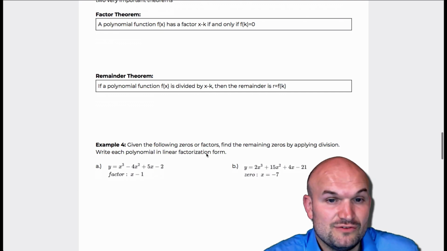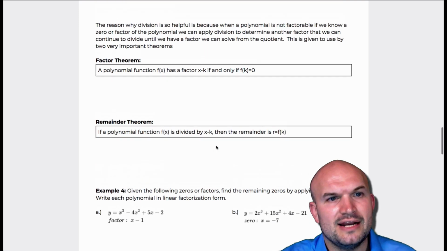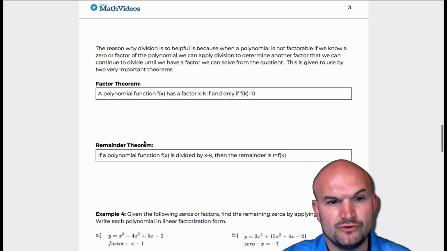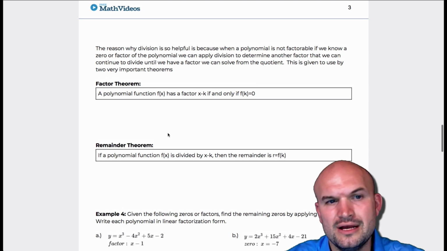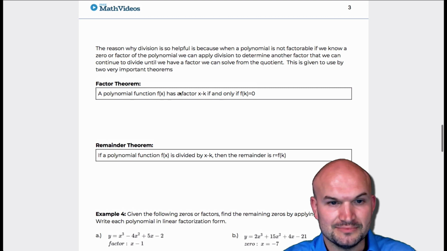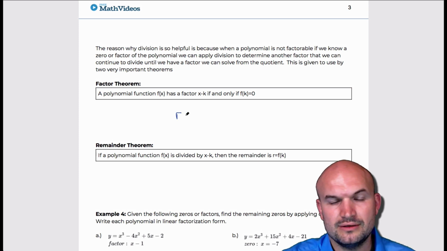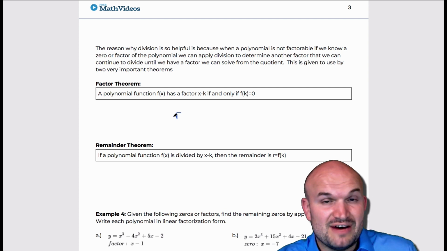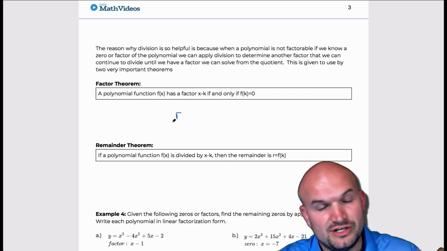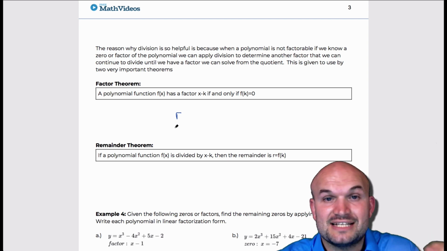And again, the factorization form is so helpful because that way we can quickly identify the zeros as well as the factors. Now, I do have two theorems up here, the factor theorem and the remainder theorem. We're going to talk a little more about these later, but I just wanted to address them at this point. Basically, something is going to be a factor when the remainder is going to equal 0. So when we have a divisor that evenly divides into another polynomial with a remainder of 0, then that is going to be a factor.